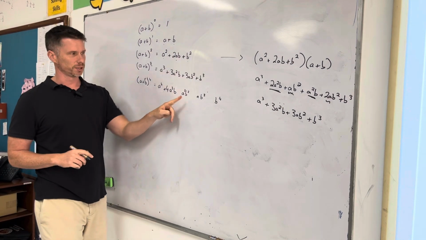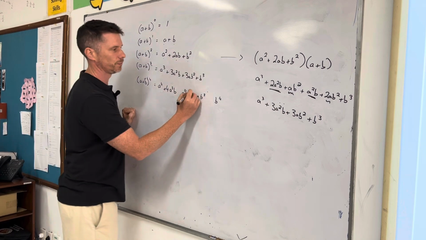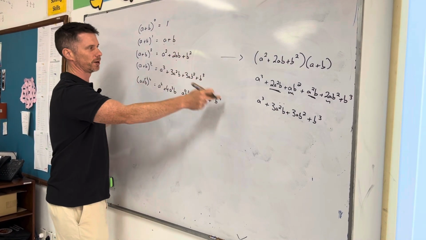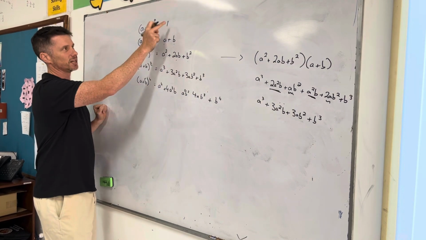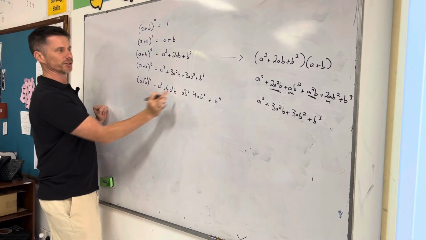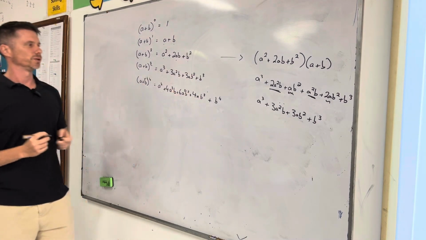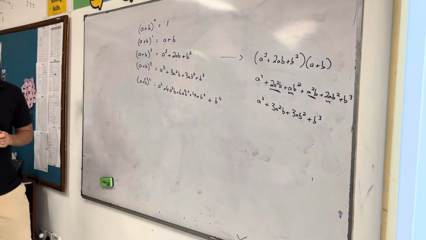This is going to be 4. Okay, very good. And this is just going to be b to the power 4 because that follows this pattern. This follows that. That's a to the power 0. But what's this middle term going to be? 6. Very good. How did you get 6?